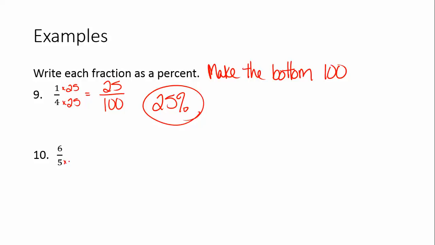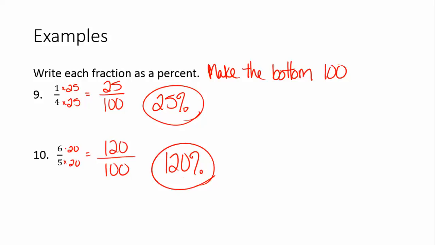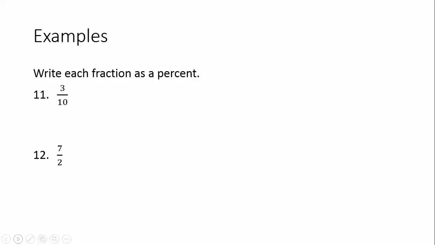So on number 10, we're going to multiply the bottom by 20. So we're going to multiply the top by 20. So that's 120 over 100, or 120%. Improper fraction, so it makes sense that the percent is greater than 100. On number 11, 3/10, a lot of you might know that as 30%, but if you multiply the top and the bottom by 10, you do get 30 over 100, so 30%.